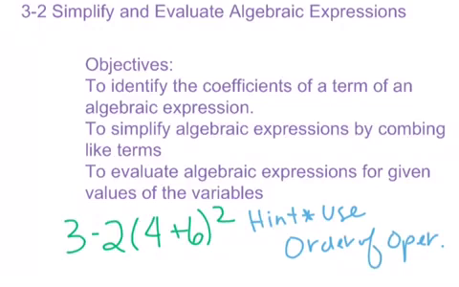Okay? All right, so right down here, take a little gander right there. We have 3 minus 2 in parentheses, 4 plus 6 squared. This is not an algebraic expression, this is a numerical expression. I just want you to take a little look at this and see if you can solve it. So go and pause the video. My hint to you is to use order of operations, PEMDAS: parentheses, exponents, multiply, divide, add, and subtract. When you're done, hit play, and I'll show you my answer.